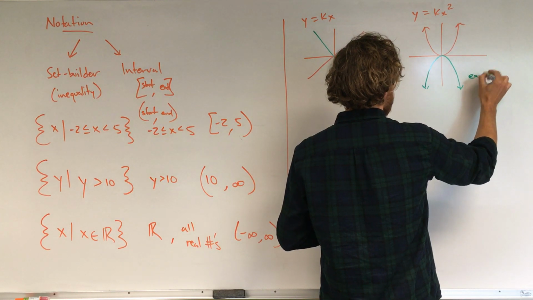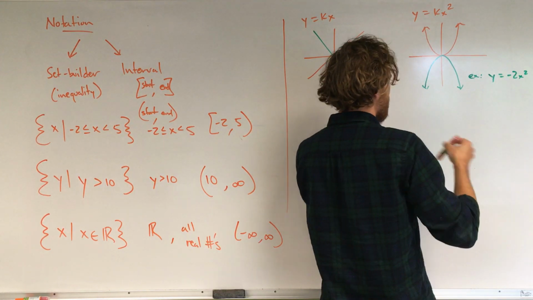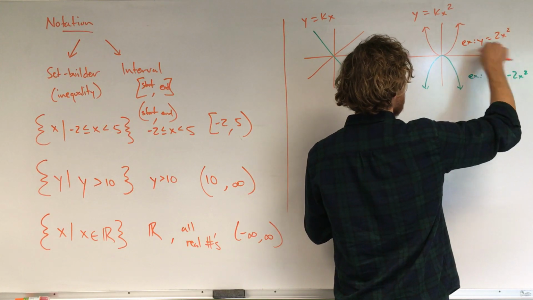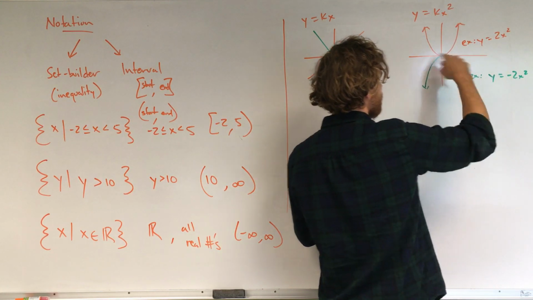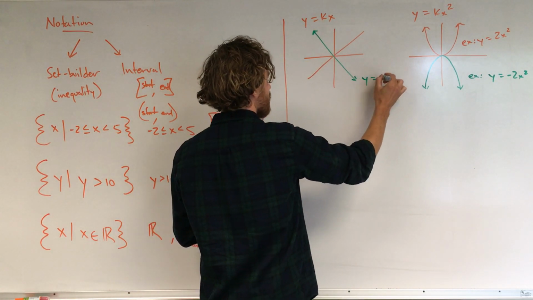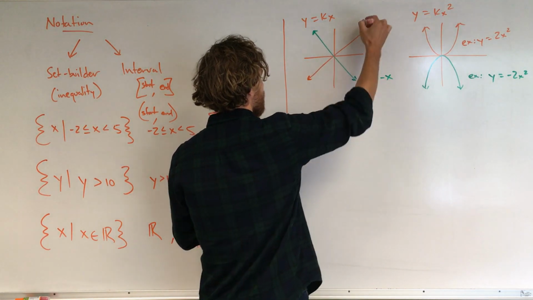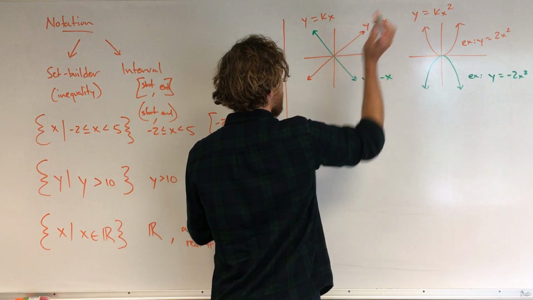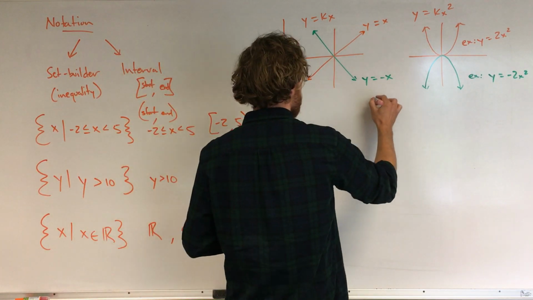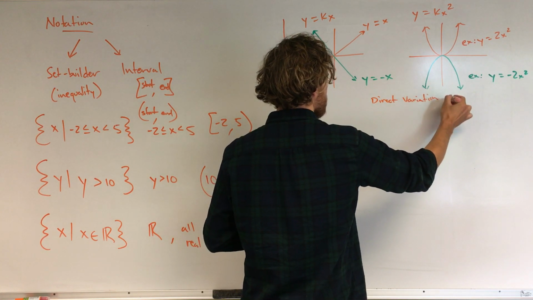So an example here would be, say, y equals negative 2x squared. And an example here would be y equals 2x squared. So if it's positive 2x squared, it's going to open up. Negative 2x squared, it's going to open down. Here, we might say y equals negative 1x. And here, we might say y equals positive 1x. Okay? These are the direct variation graphs. And we'll look at some practical applications of these next week.